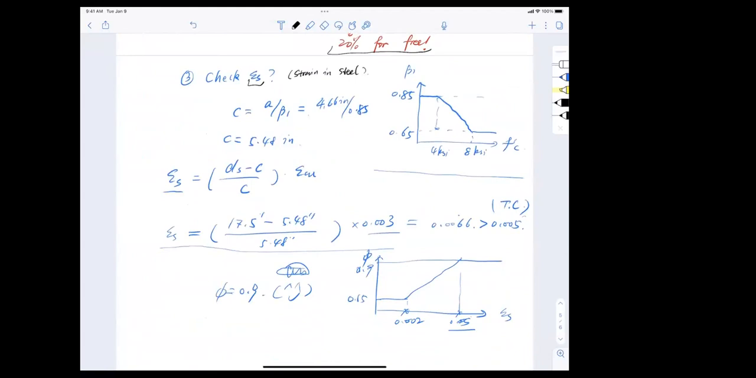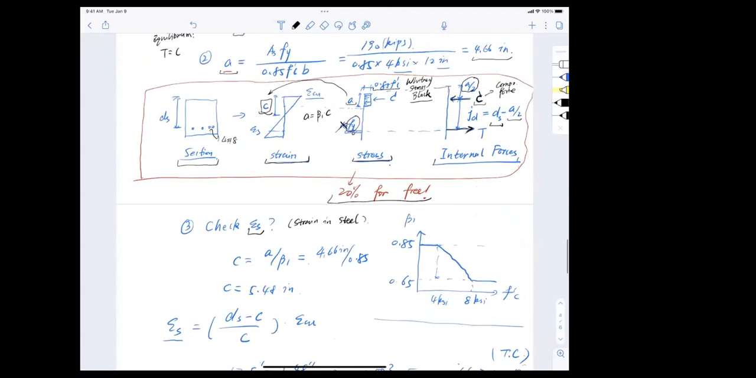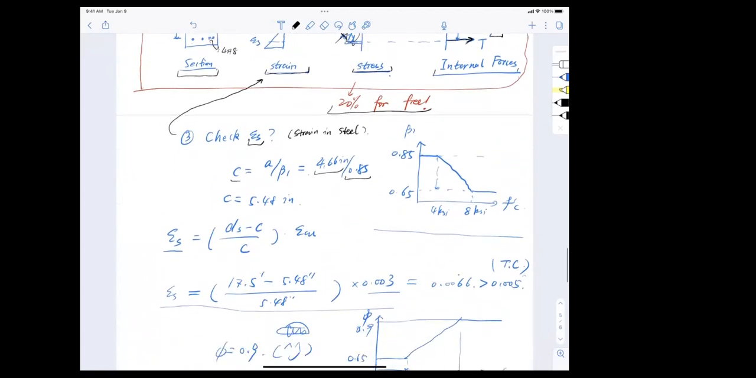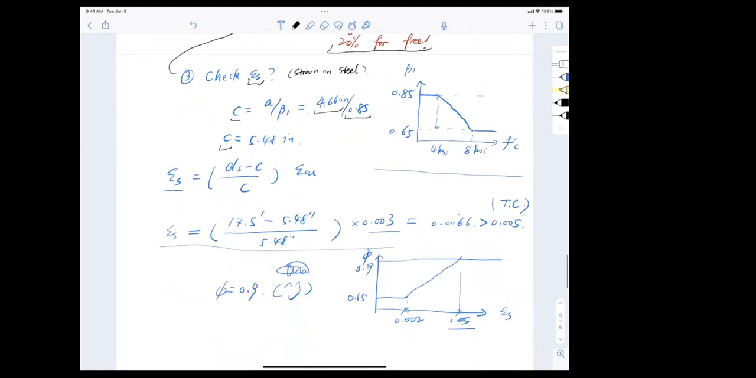So where do we start? We start from the strain diagram, which is this fellow right here, okay? So first we find the actual compressive zone c using a divided by beta 1. And knowing that it's 4 ksi concrete, so beta 1 is 0.85, and then you have a, which is 4.66 inch, and then you convert that to find your actual compressive zone c, 5.48 inch.